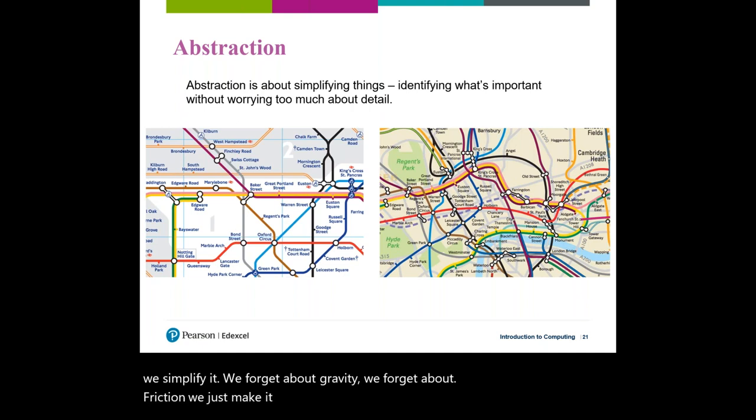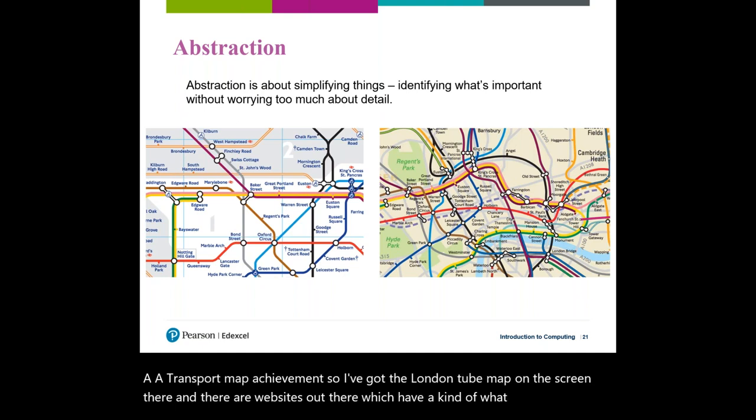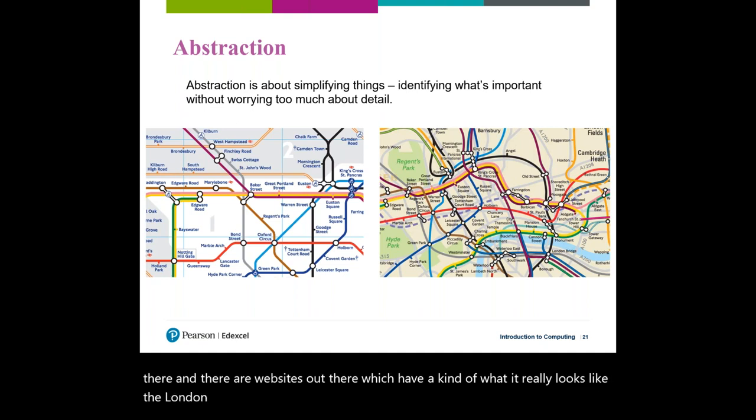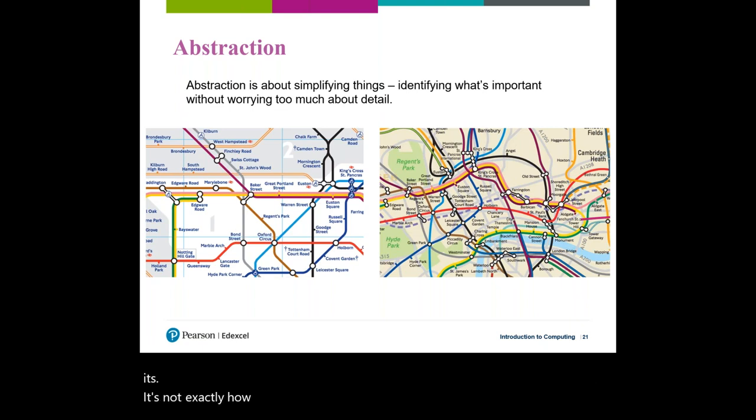A good example to show with the children is a transport map, a tube map. So I've got the London tube map on the screen there, and there are websites out there which show what it really looks like. The London map was one of the first, or was the first, to take a transport system and show it in that simplified way, with dead straight lines and 45-degree angles. It's not exactly how it looks, but it's brilliant for navigating around the tube system.